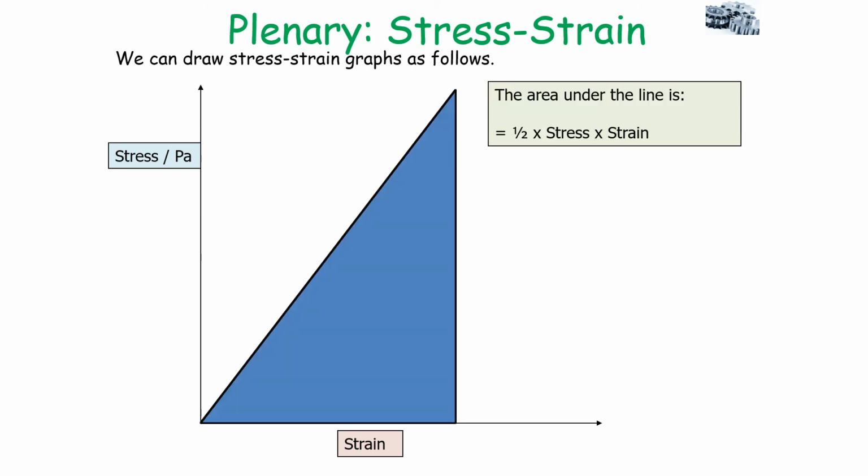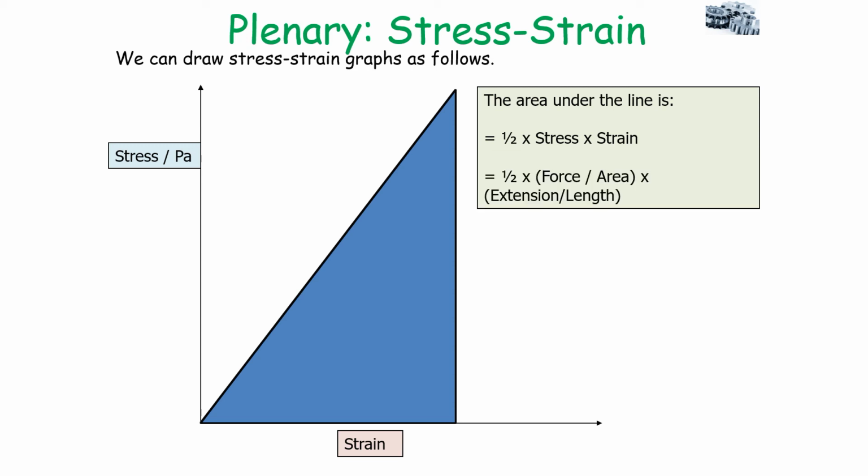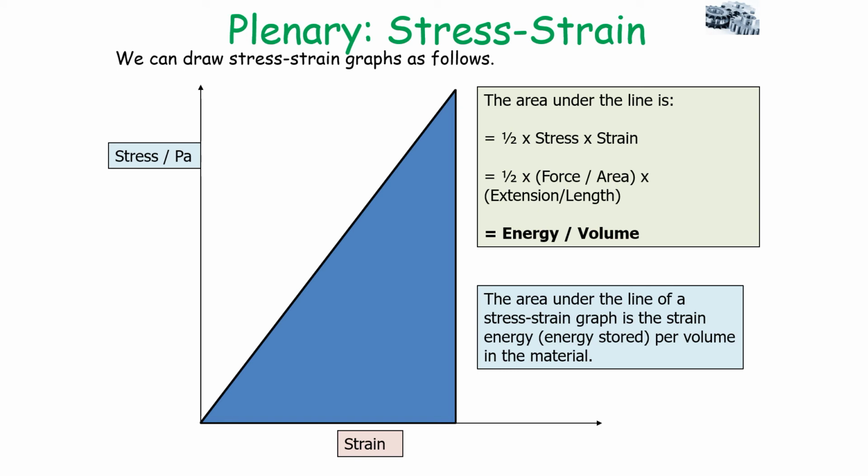Now the area under this line is going to be a half times by stress times by strain due to the equation of half base times by height. So we can therefore say it's a half times by force over area times by extension over length. So our equation is actually going to be energy over volume. So the area under the line of a stress-strain graph is the strain energy, the energy stored per unit volume in the material. It's the strain energy in 1 meter cubed of the material.